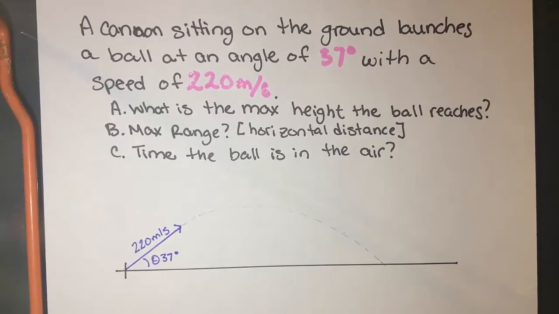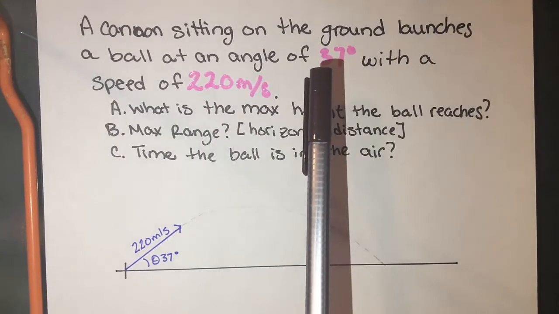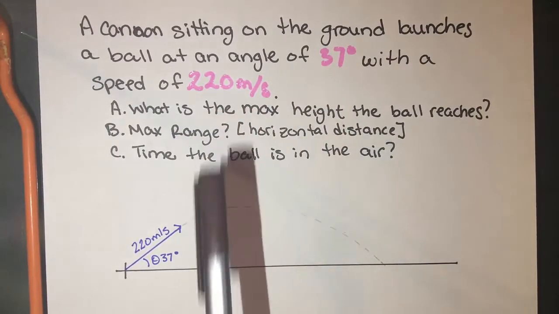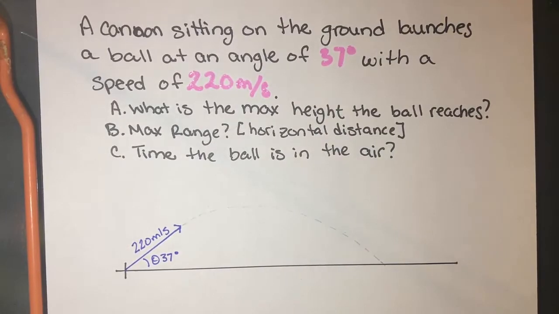So now we're ready for the second solution for the lesson 5 problems. We do see a cannon sitting on the ground that launches a ball at an angle of 37 degrees with a speed of 220 meters per second. Because we already see that we have a speed at an angle, we should start by breaking that speed into x and y components.